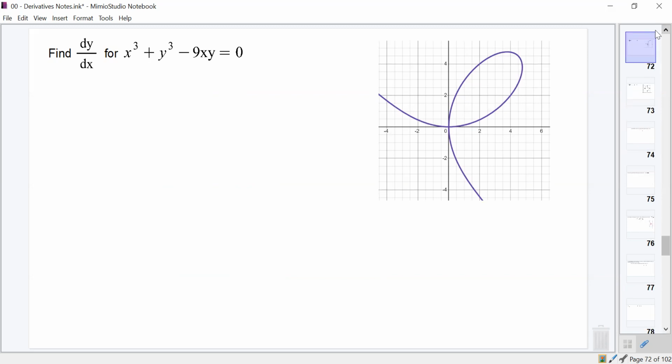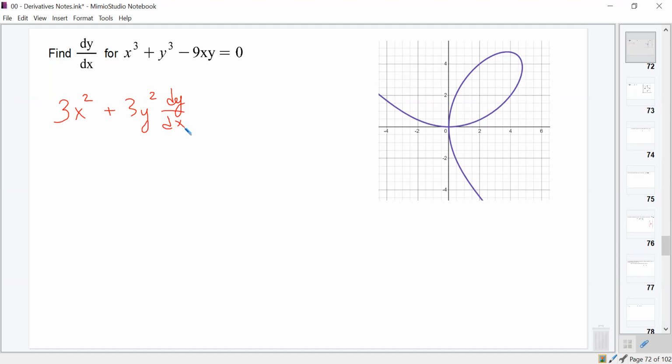Here we've got x cubed plus y cubed minus 9xy equals 0. So on the left-hand side, we actually have all of our variable expressions, and on the right-hand side, it's just 0. So we know that when we take this derivative, the left-hand portion is going to give us a 3x squared for the x cubed. And the y cubed will also give us a 3y squared, but this time it gets multiplied by dy/dx because we're finding that derivative with respect to x.